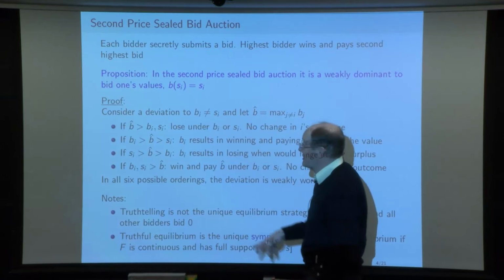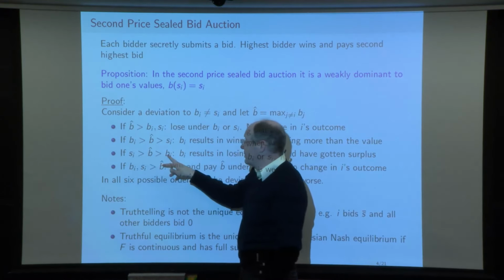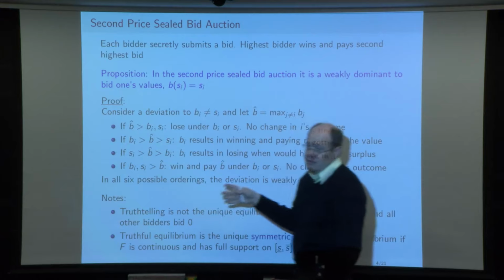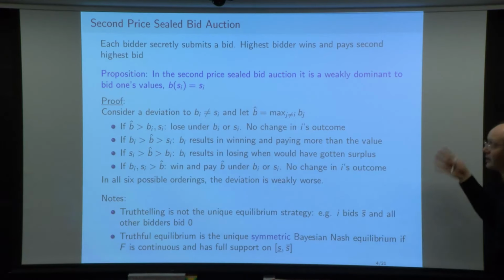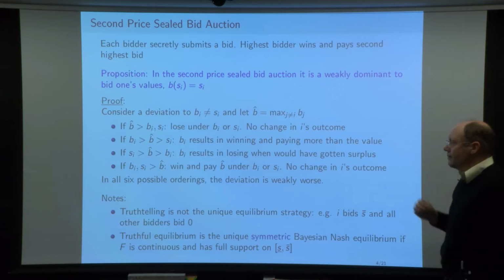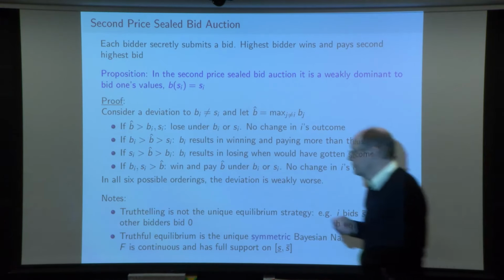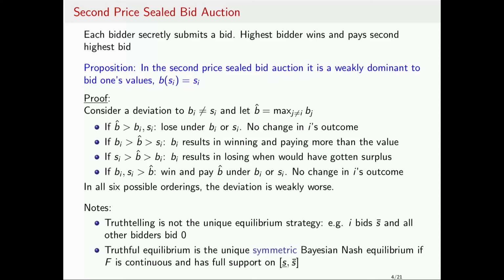And then the final case is I would have won if I'd bid S_i, but I write down something lower and then I lose. And so here, instead of getting utility S_i minus b-hat, I get utility zero. So in all six cases, I'm weakly worse off, and in two of them, I'm strictly worse off. So just writing down my true value is an optimal strategy. It's not the unique equilibrium.